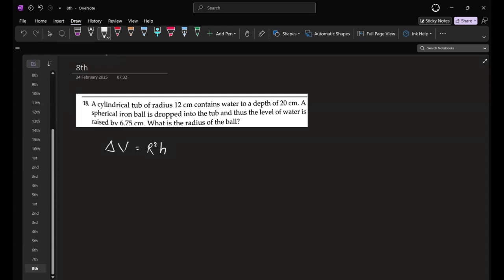Why? Where would the pi go? Oh, pi is before, yeah, there. And then you substitute 12 and 6.75 and you get 972, equal to pi r cube like this. Yeah, something like that. 972 pi equals 4 over 3 pi r cubed. Okay, this is the correct one.